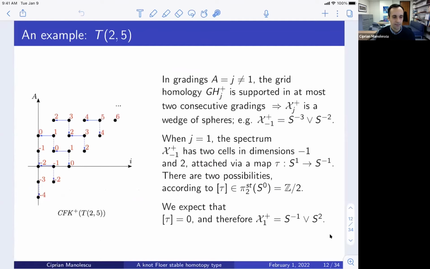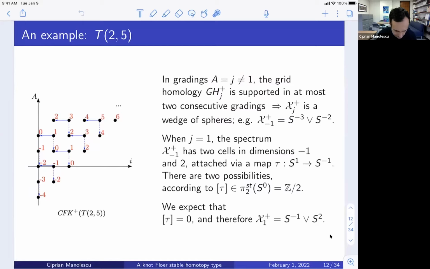Okay, let me just give an example of what these spaces are supposed to look like. So this is the torus knot T(2,5), and this is its link Floer homology, the plus version. The Alexander grading is on the vertical axis, and in each grading we have some generators and we have some differentials. For example, in this grading, these two generators cancel with each other under the differential, and we're just left with the homology in degree six. Six is the homological degree, and here we just have the homology in degree four. Here we have two of them, we have this and this, and then here we have one, here we have none, and here we have one.